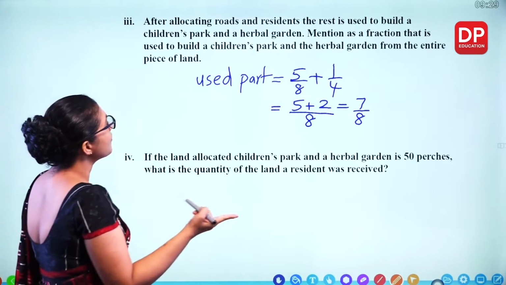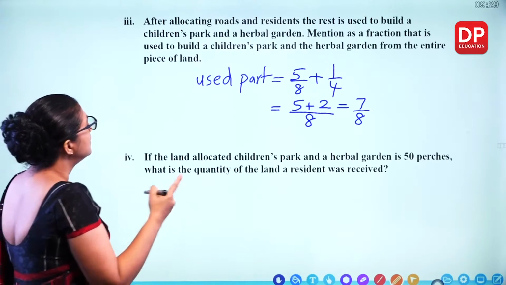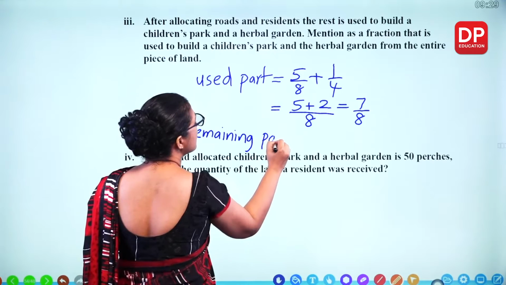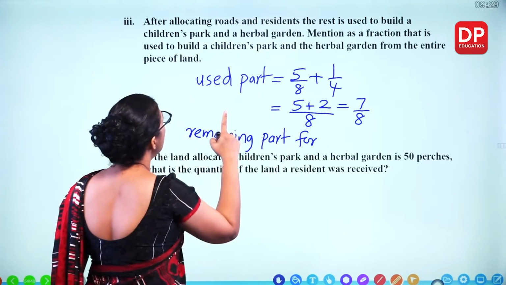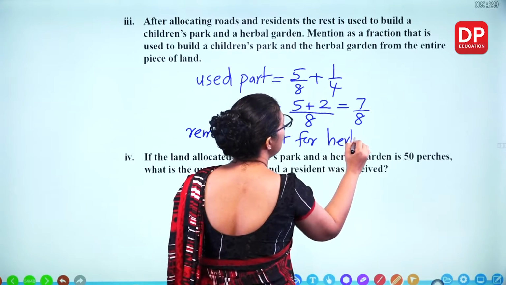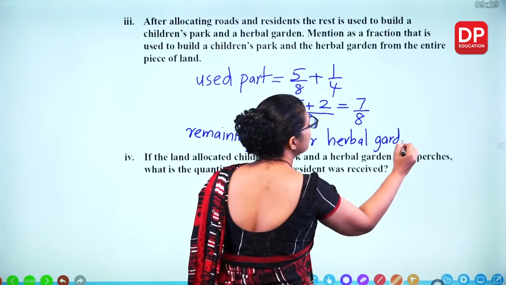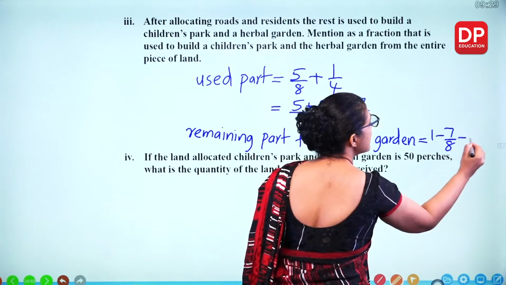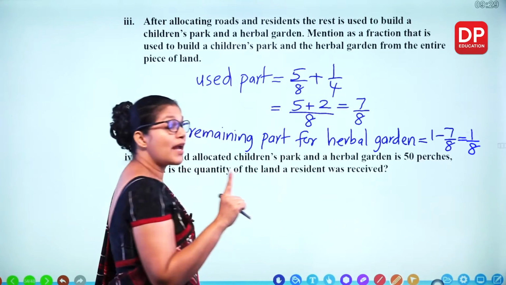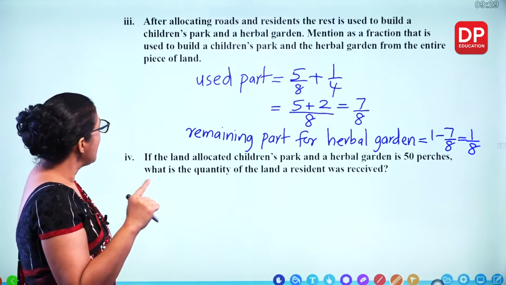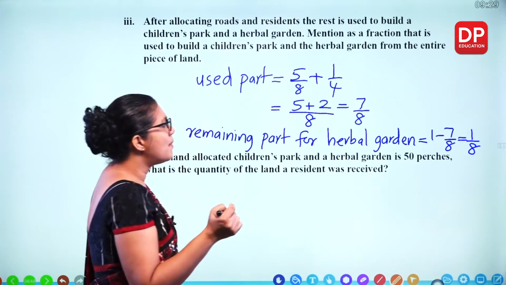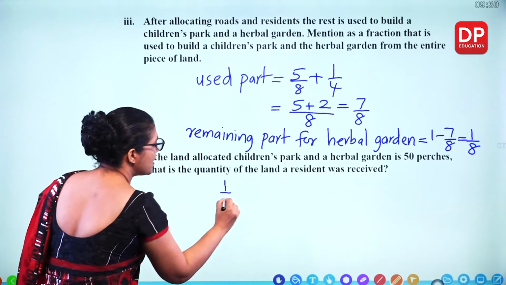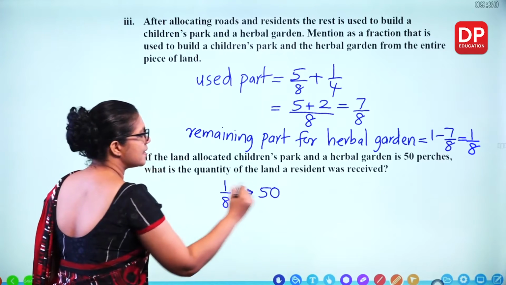Then what's the remaining part? So you can find out the remaining part for herbal garden and children's park. This is 7/8 used, 1 minus 7/8, that's 1 over 8. 1 you can write 8 over 8. If the land allocated for children's park and the herbal garden is 50 perches, 1/8 means 50 perches. That's what it means.